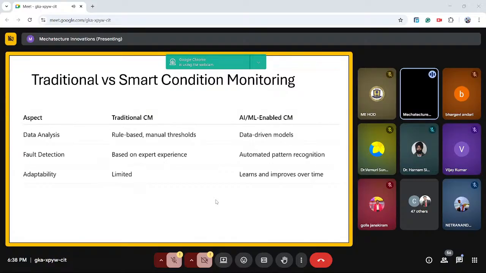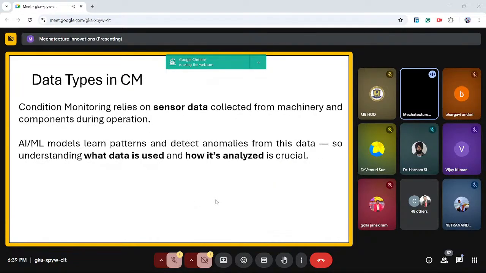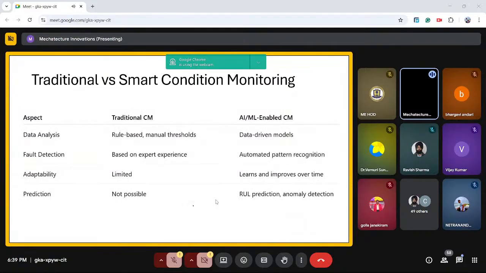So it will learn from the new data. In the future, it will also predict leakage and misalignment. So these are the new adaptabilities AI can do, and then the prediction. As I told, only AI can predict remaining useful life. Your traditional condition monitoring can never predict. It can only check what is happening as of now. So these are the very major differences.